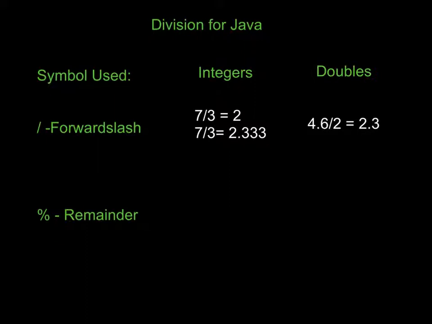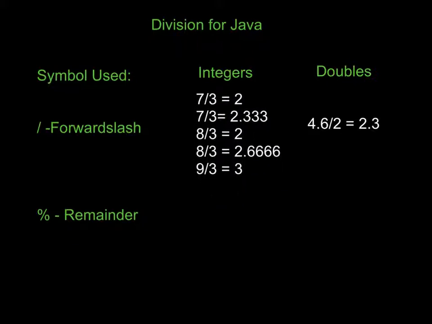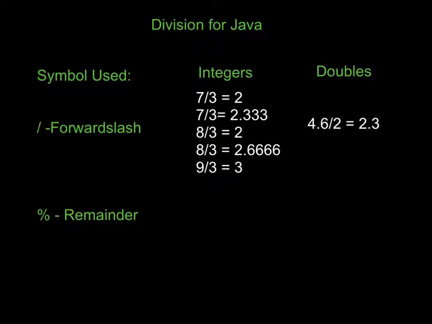Another example of that would be if we take 8 and divide by 3. Now it's going to equal 2. It's still going to equal 2, because in reality, 8 divided by 3 equals 2.6666, and keeps going on forever and ever. But again, it drops off the decimal place. And then the third example, 9 divided by 3 as an integer, of course, comes out to be 3. So integers are always going to round down in division.